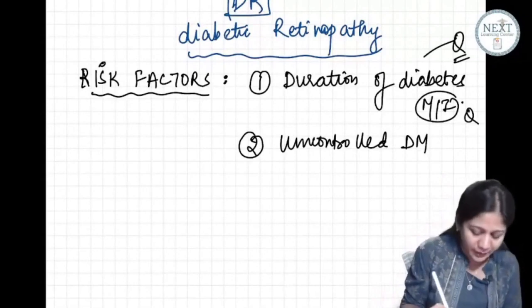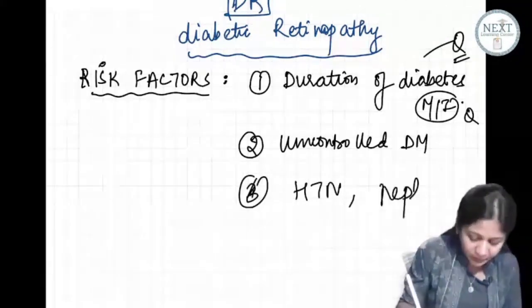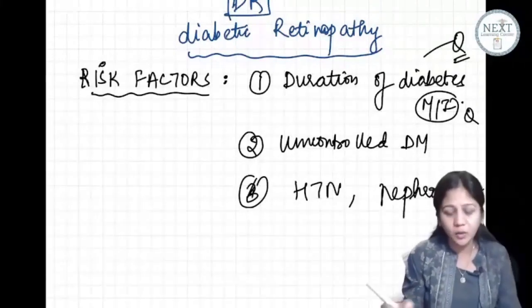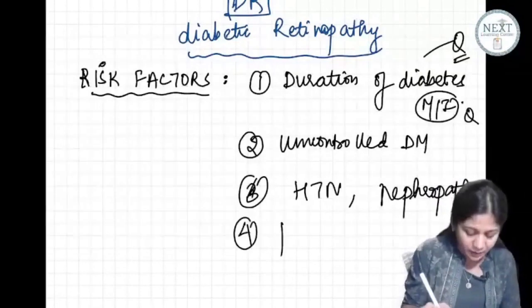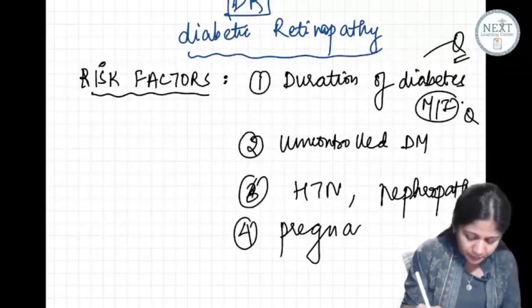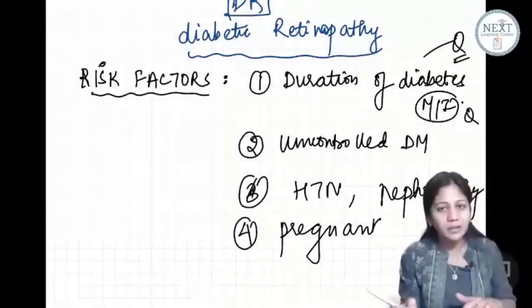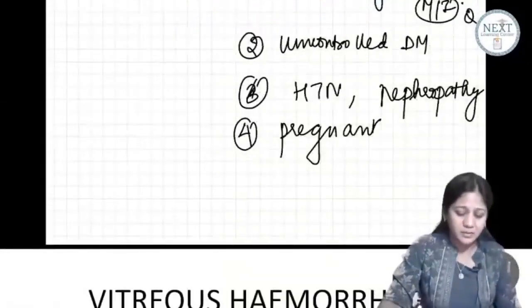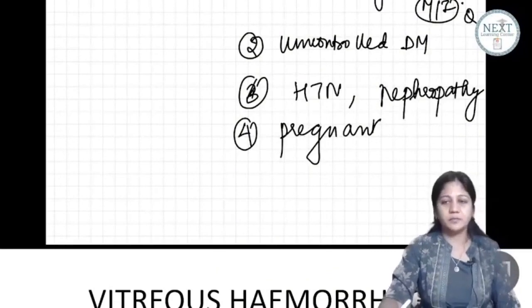Okay, the next one is presence of hypertension, presence of kidney disorder. If you have a nephropathy, there is a high chance that you develop a retinopathy also. Next one is pregnancy. If you become pregnant and you are already a diabetic, then there is a chance that you develop a retinal problem. Okay children, so these are the risk factors.